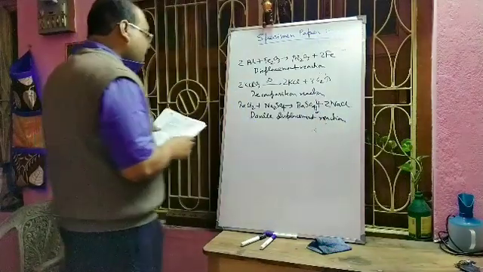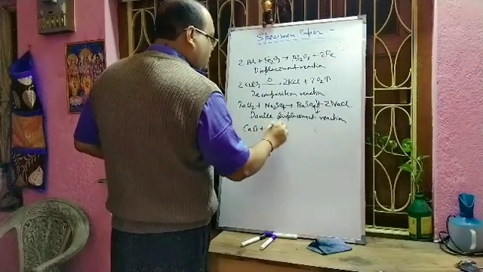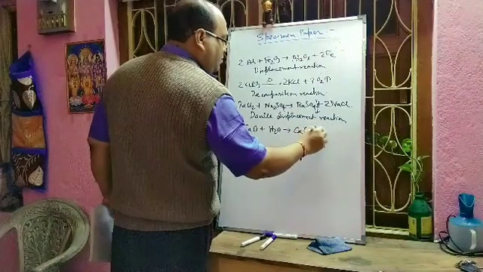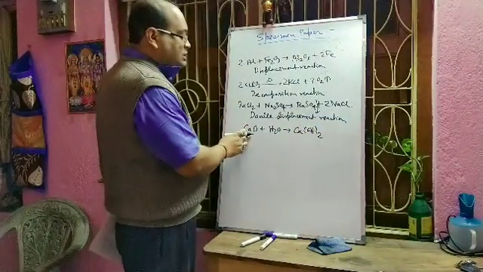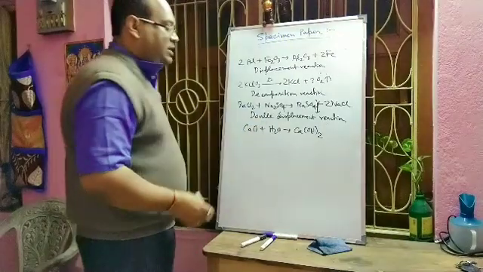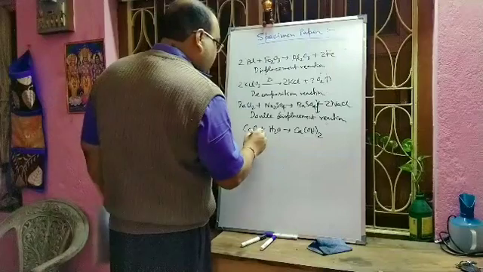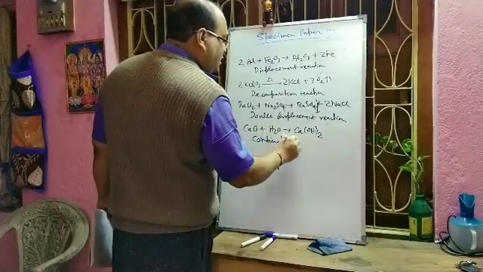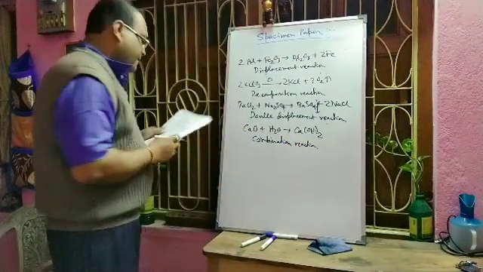Next question is given: calcium oxide is reacting with water forming calcium hydroxide. Okay, so in this case, calcium oxide is combining with water forming calcium hydroxide. So it is a combination reaction. So here we have to write combination reaction. Hope you can understand.